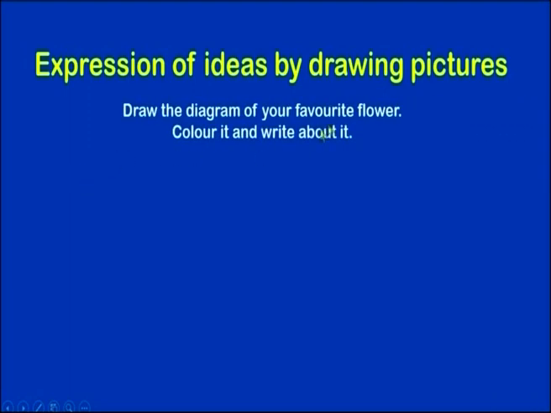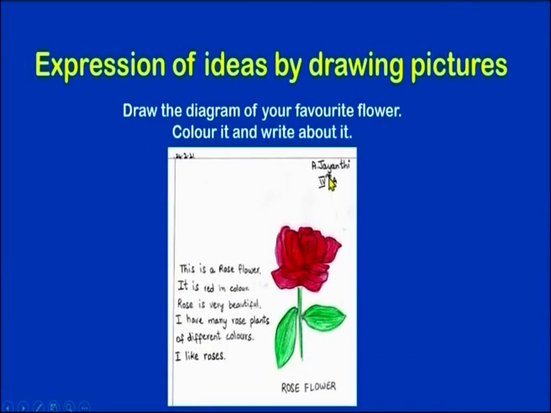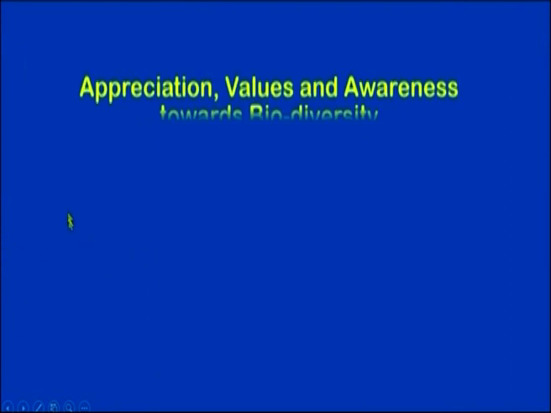Expression of ideas by drawing pictures. Draw the diagram of your favorite flower, color it and write about it. Here, Jayanti has done the drawing for us. Let us see what she has written on this flower. This is a rose flower. It is red in color. Rose is very beautiful. I have many rose plants of different colors. I like roses. You also do like this, children, but do it neatly.